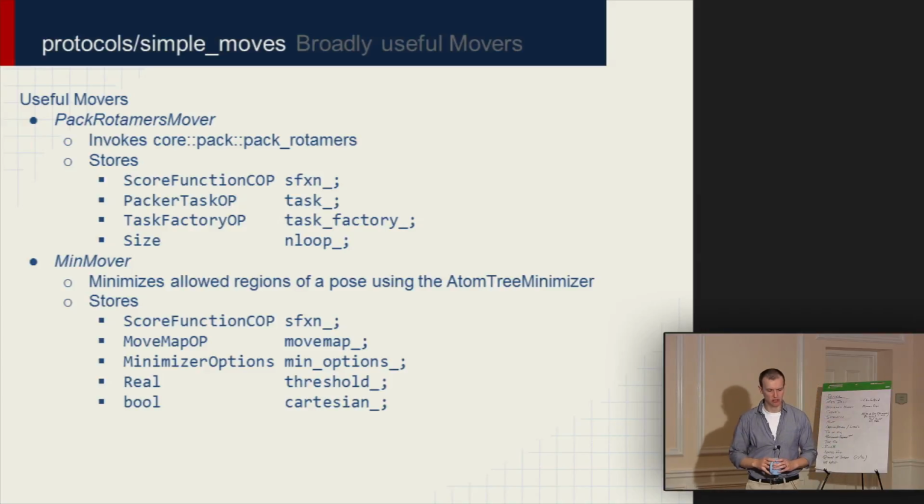And the pack rotamers mover also has this integer end loop. So on the basis of looking at this amount of private data, can anyone guess what the pack rotamers mover is capable of doing?